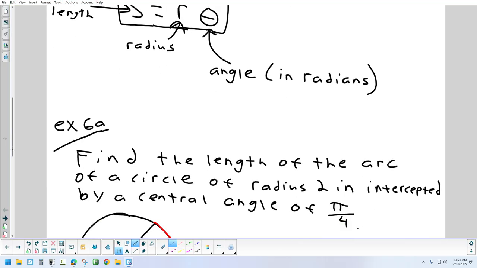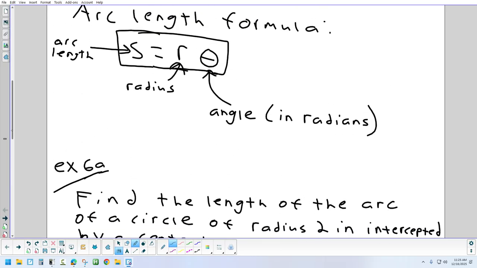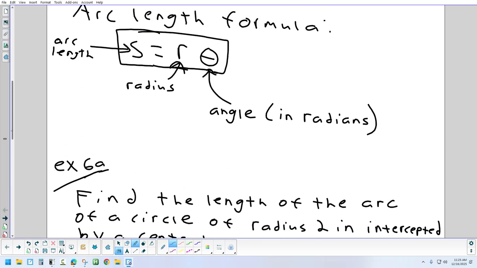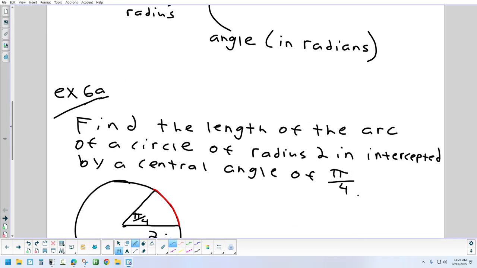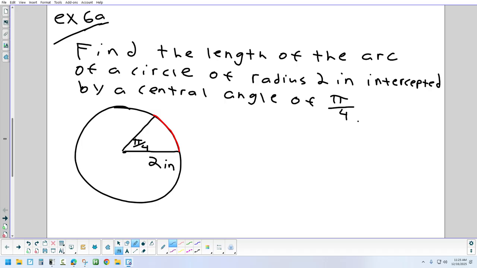All right, so the first one, I'm going to draw a picture of it, and I'm going to write it in words. In general, you're not going to see both in a problem, but for the first one, I did both. So the goal here is you're finding the length of this arc in red. And they tell you that you have an angle inside a circle that's pi over 4 radians, and the radius of the circle is 2 inches.